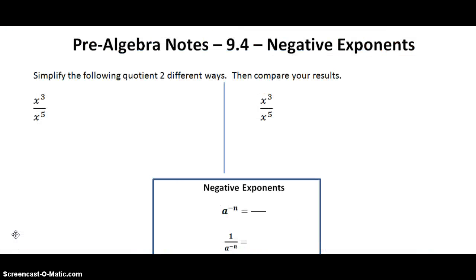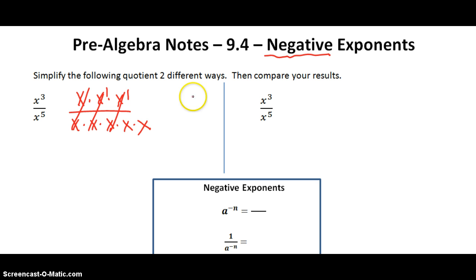Okay, so now we're ready for section 4, where our exponents are going to become negative. But first, let's just review what we just talked about. So we have x to the 3rd over x to the 5th, which cancels, cancels, cancels, which means there's an understood 1 on top. 1 over x squared. That would be the result of doing the long method.